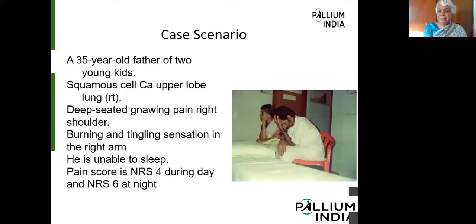Now, let me start with a case scenario. A 35-year-old father of 2 young kids. He had squamous cell carcinoma in the upper lobe of the right lung. The pain was a deep-seated gnawing pain in the right shoulder with burning and tingling in the right arm. He was unable to sleep. The pain score was NRS 4 during the day, and at night it was 6.